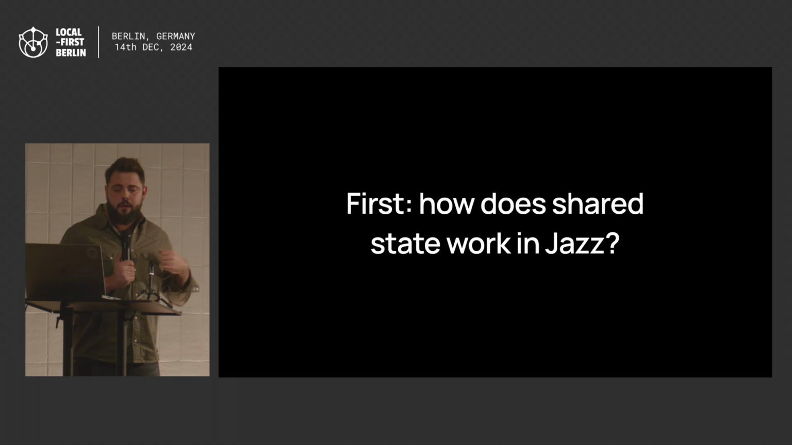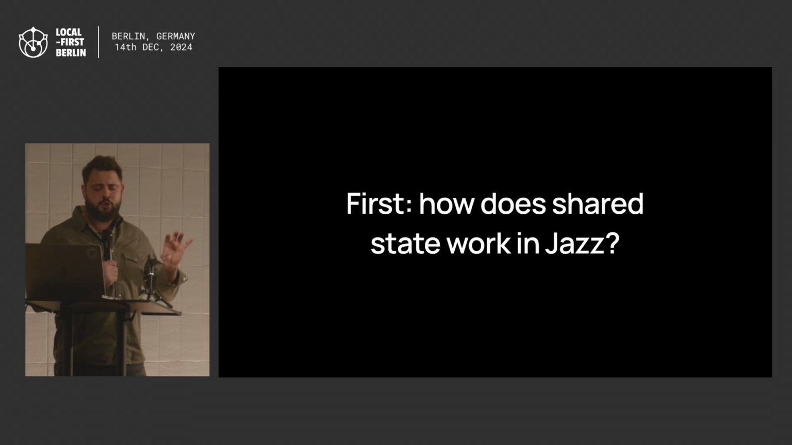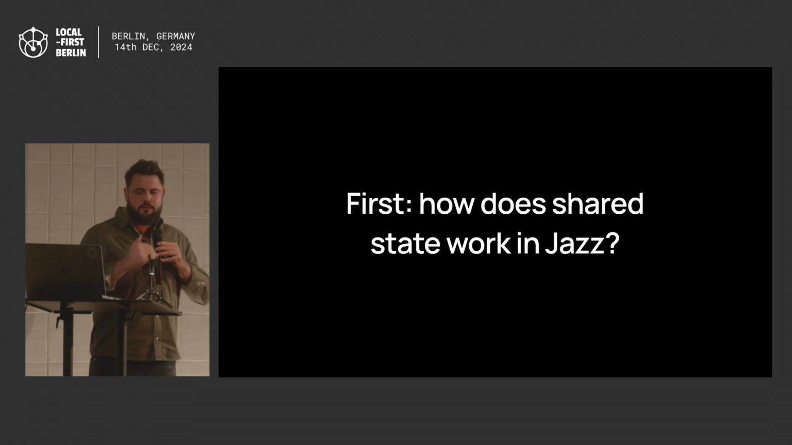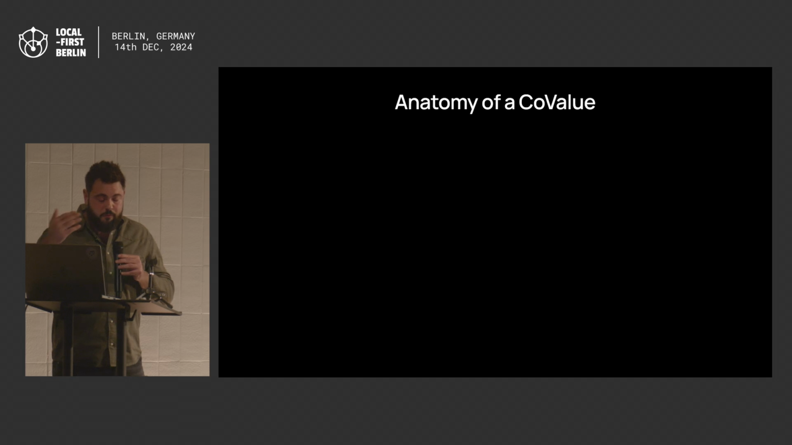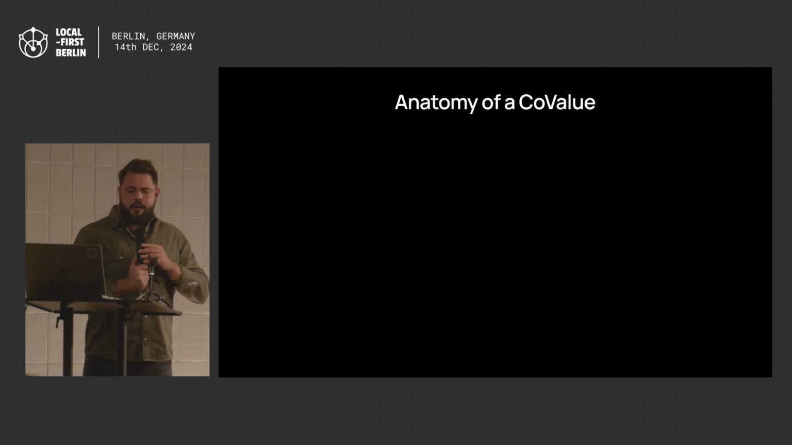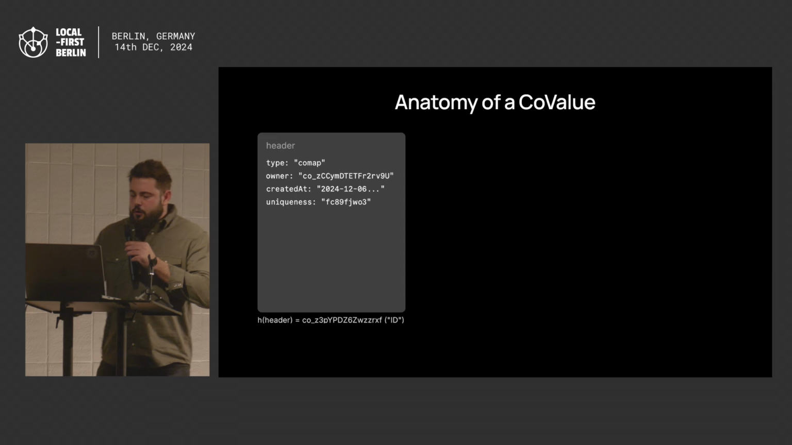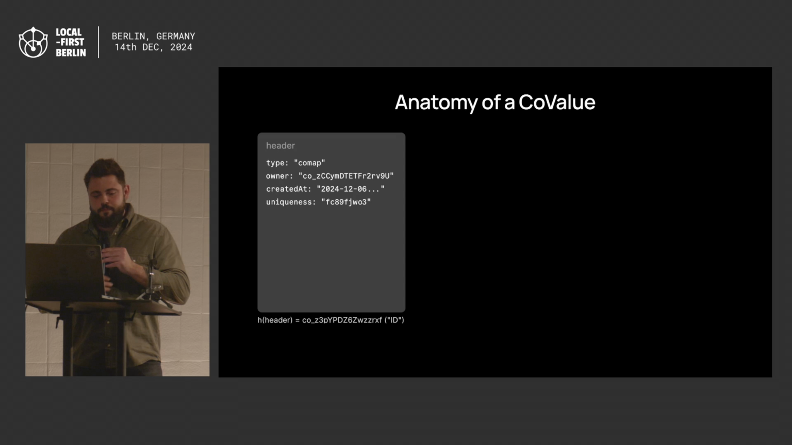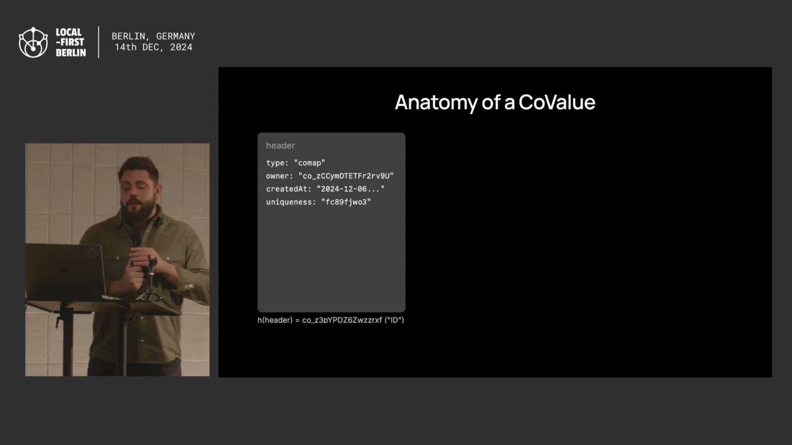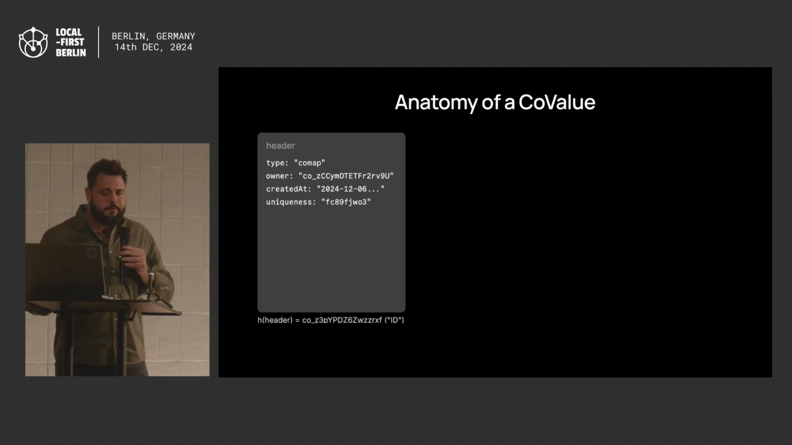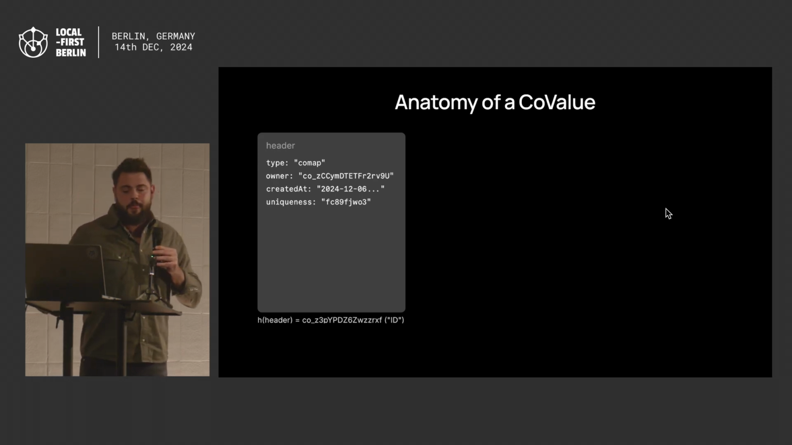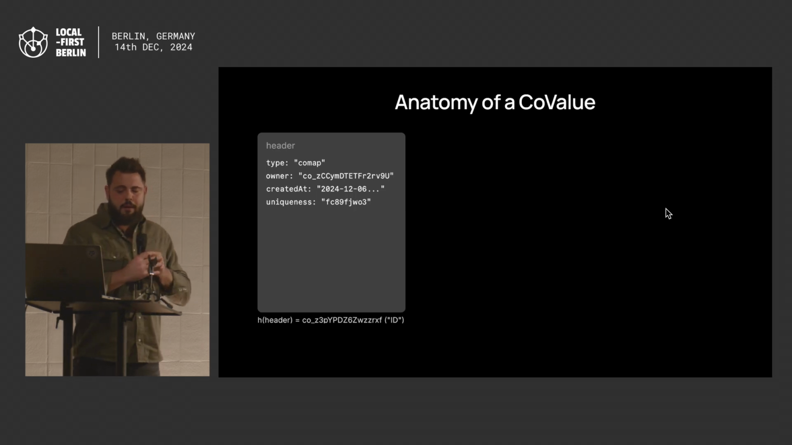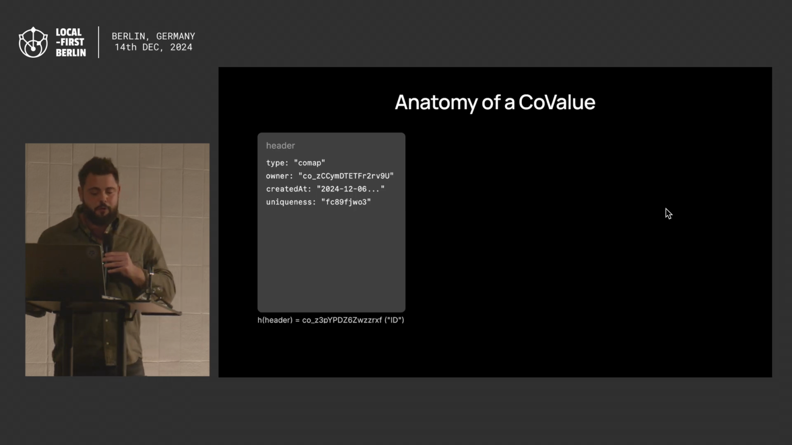But before I can show you how exactly permissions work in CoValues, I need to explain how CoValues implement just the shared state part, because permissions will build on top of that structure. So let's take a look at the anatomy of a CoValue. A CoValue is made up of two key parts. The first part is the header. The header includes properties like the type of CoValue, such as comap or colist, and the owner ID, which we'll get into later. The header itself is immutable, which means that we can refer to a CoValue by the hash of its header, which we call a CoValue ID.